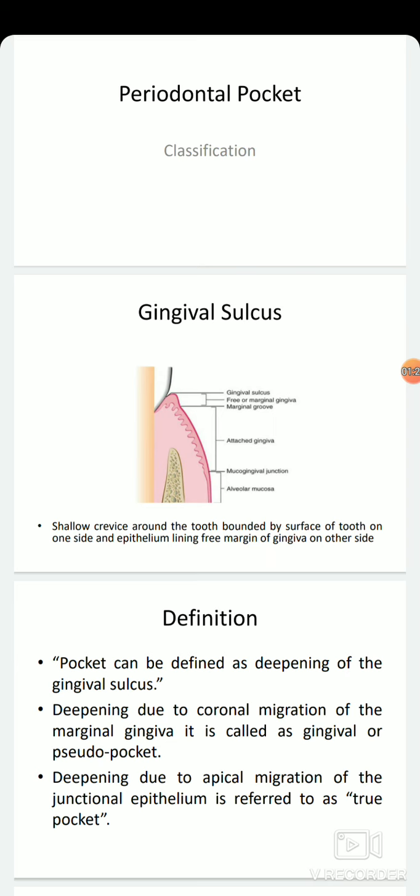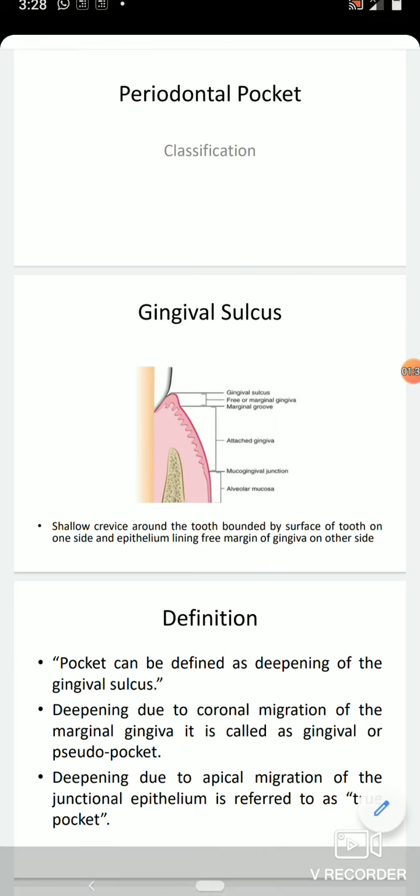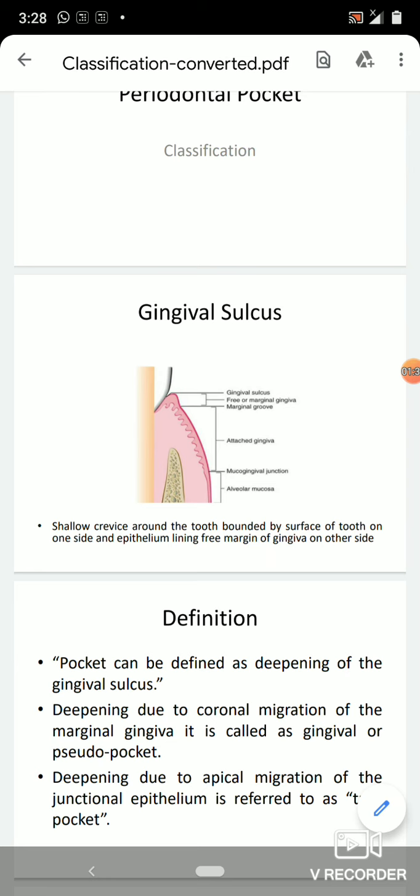The points to be remembered in gingival sulcus are the boundaries, that is, one side the tooth surface, one side the epithelium lining the marginal gingiva, and the apex is bounded by junctional epithelium, which makes an attachment of gingiva to the tooth surface. So when this particular space is increased, that is called as a periodontal pocket. So today I'll be discussing the classification of periodontal pockets.